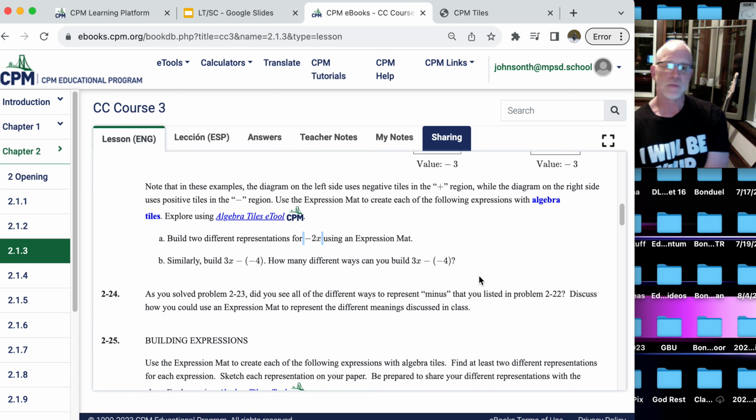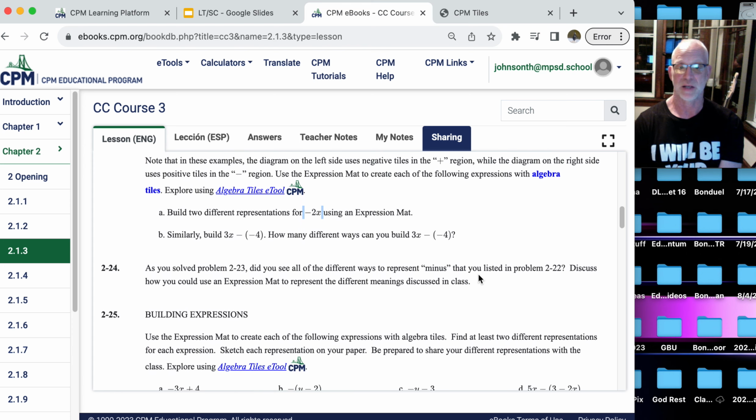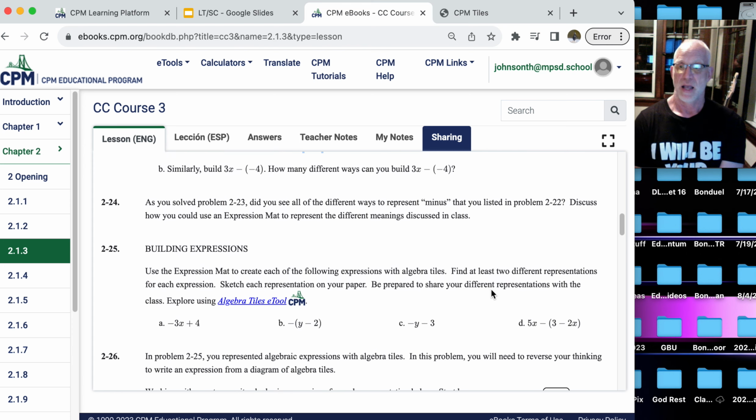2.24. As you solved the problem in 223, did you see all the different ways to represent minus that were listed? Discuss how you could use an expression mat. We kind of talked through that a little bit, but kids will probably get into deeper conversation about this. Then we go to 225, building expressions.